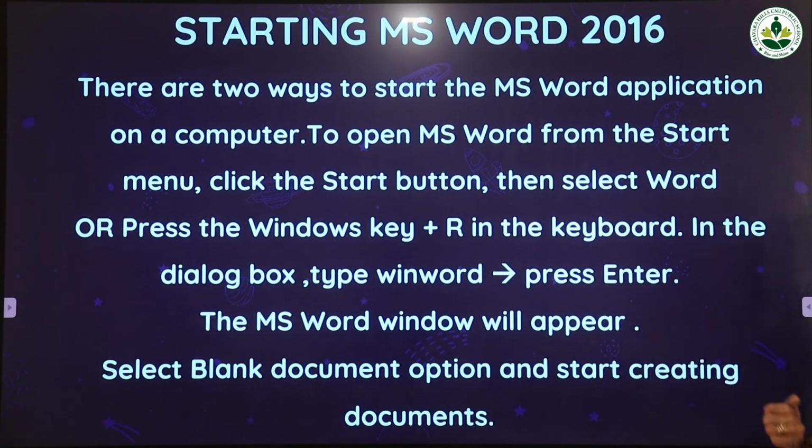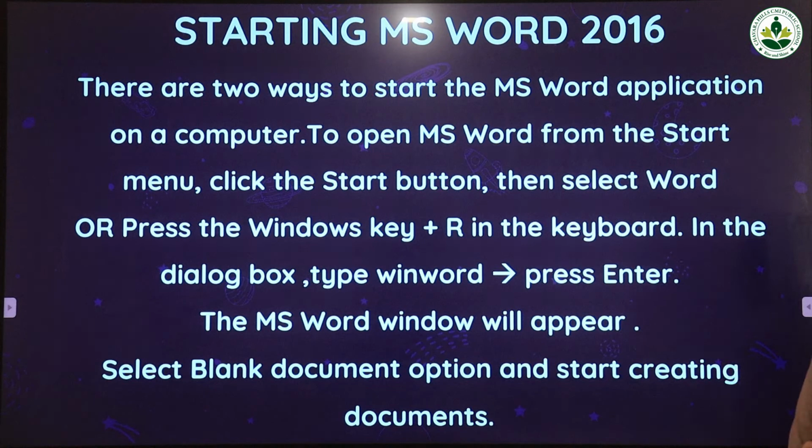So there are two ways to start the MS Word application on a computer. First you have to select the start menu, then click the start button, then you can select Word, or press the Windows key and R on the keyboard. Okay, first you have to go to your start button, then in the start menu you can choose the option, there will be the application Word, or you can press the Windows key plus R on the keyboard. Okay, that is the second one.